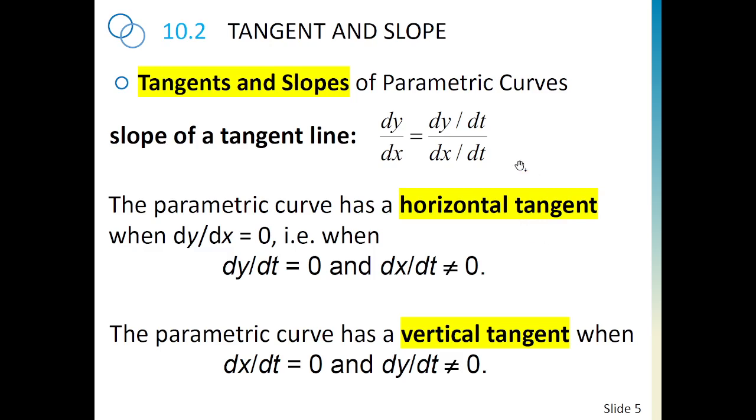Also, if dx/dt is 0 but dy/dt is not, so we have some number different from 0 divided by 0, this will explode, so we have a vertical tangent at that point for that value of t. So we plug the value of t into the expressions for x and y, and we get the coordinates of the point where we have a vertical tangent. We will see some examples. These are straightforward computations.